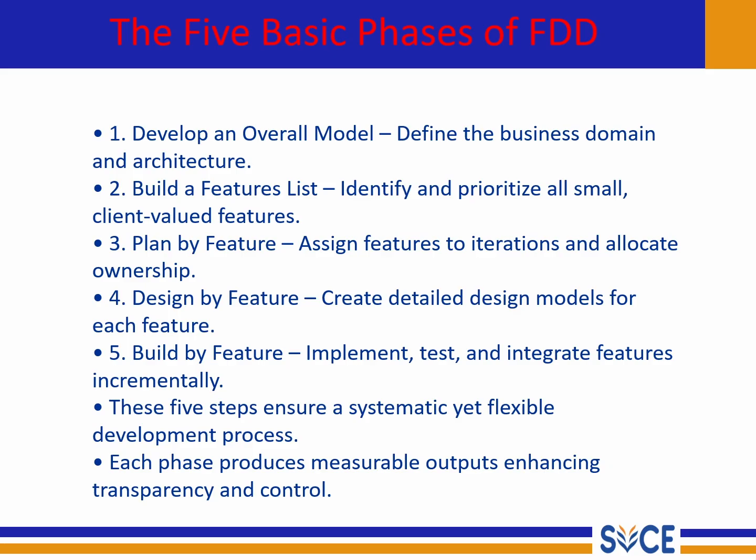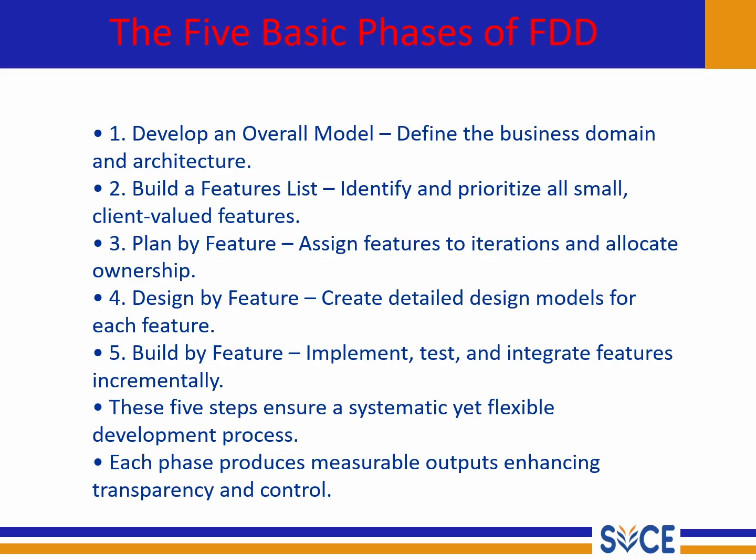The third phase is plan by feature. In this step, features are assigned to specific iterations and ownership is given to the developer responsible for delivering them. This helps create clarity on who does what and when. It keeps the accountability high and confusion low. Then comes the fourth phase, design by feature. Now the team creates detailed design models for each feature. This is where creativity meets structure. The design is prepared, reviewed and refined before the implementation. It ensures that development happens smoothly without rework later.